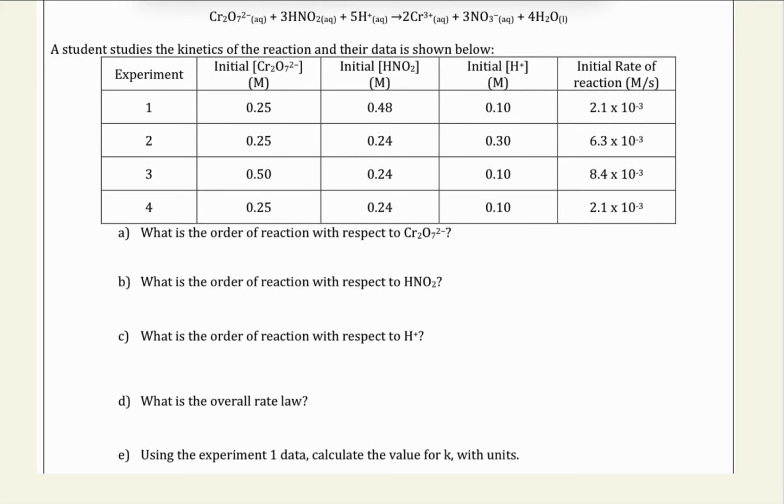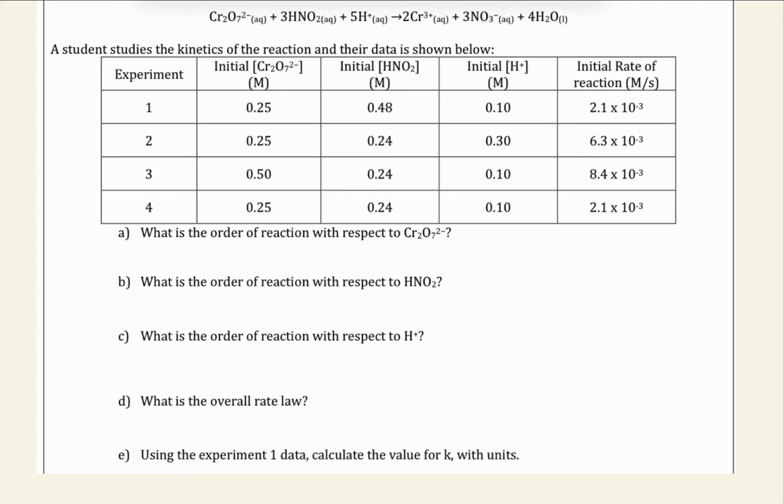In this video, we will be going over determining rate laws by experiment data. So in this reaction, we have dichromate reacting with nitrous acid and 5H plus ions to form our products. So we have 4 experiments done, and we will manipulate the concentrations of all 3 of our reactants. Then we are given the initial rate of reaction for each experiment. Remember that rate laws can only be determined experimentally.